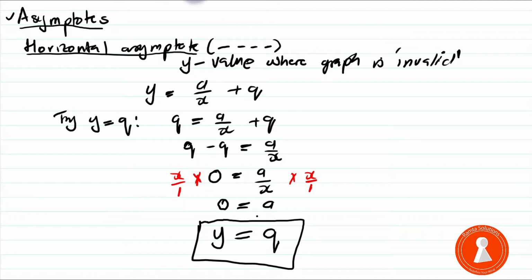Now I'm going to look at the vertical asymptote. Now vertical asymptote, maybe I should have done this.